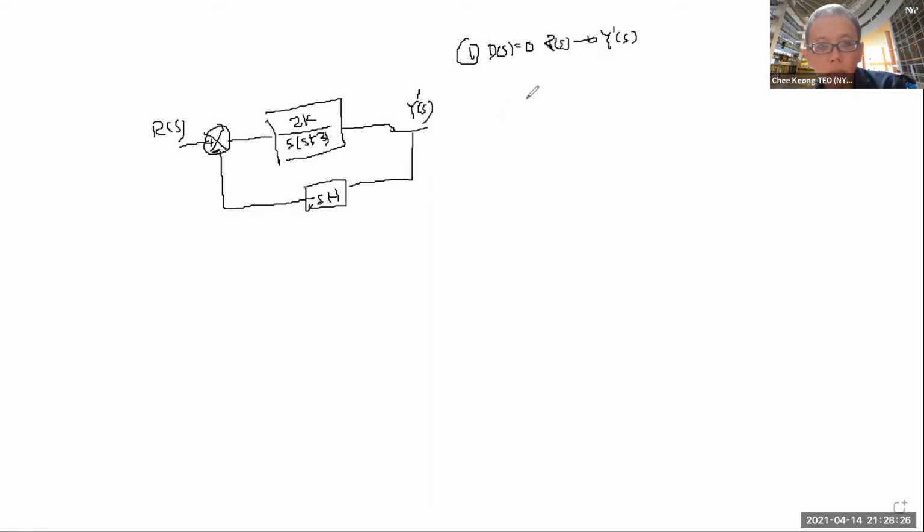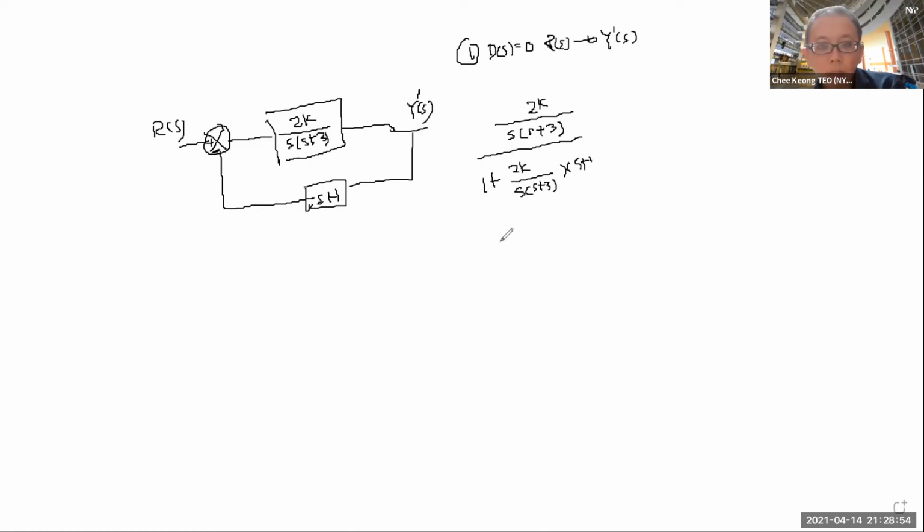So your G is basically 2k over s plus 3, right? Over 1 plus 2k over s plus 3 multiplied by your s plus 1, right? Is it s plus 1? Yeah, it's s plus 1.